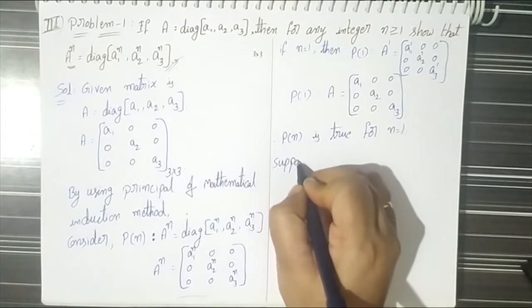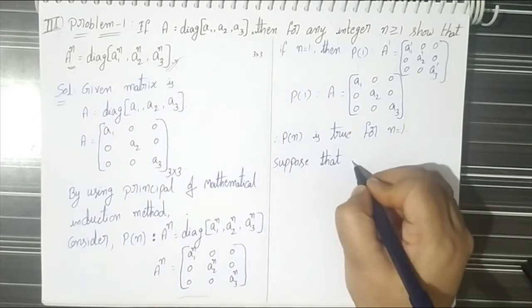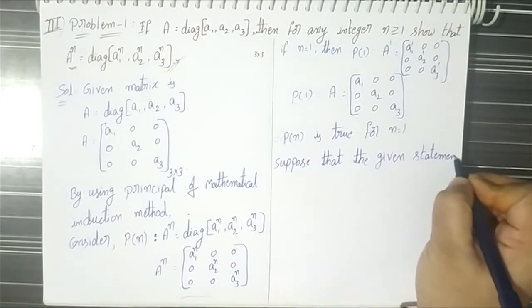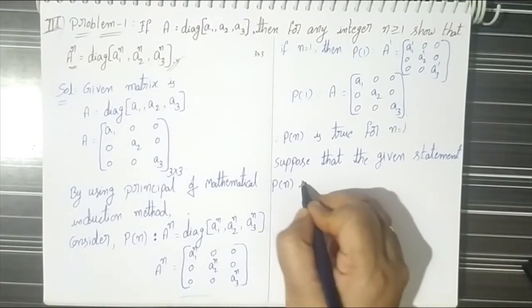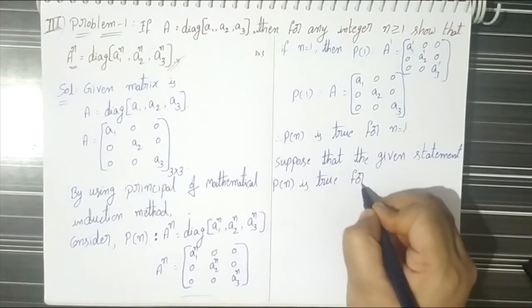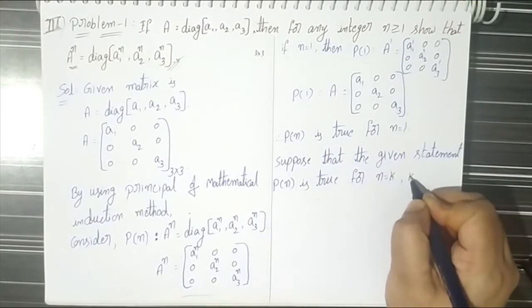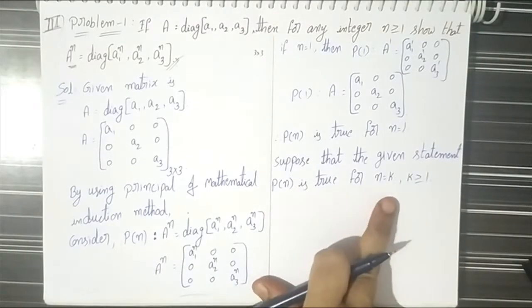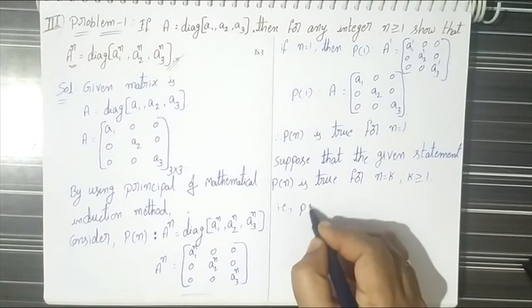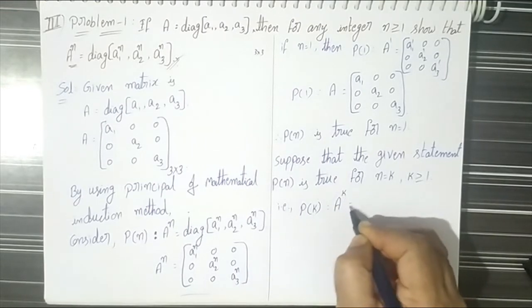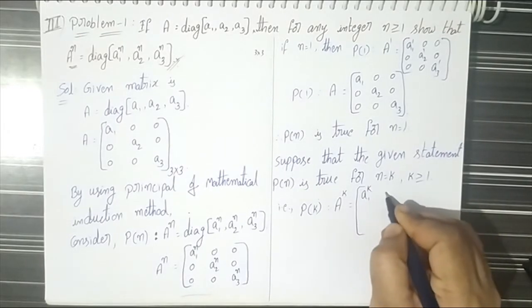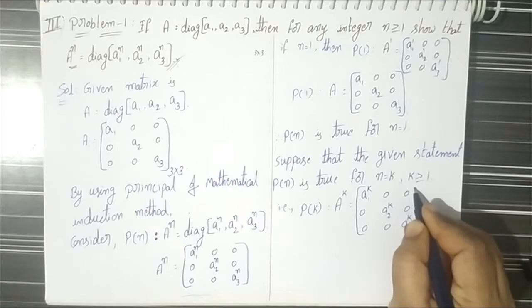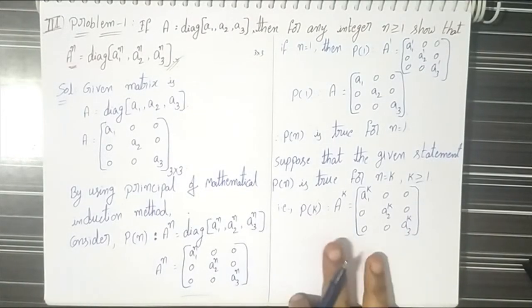Now suppose that the given statement P of n is true for n equal to k, where k is greater than or equal to 1. We can assume P of k, such that A power k is equal to the matrix a1 power k 0 0, 0 a2 power k 0, 0 0 a3 power k. This is P of k. This is our assumption.